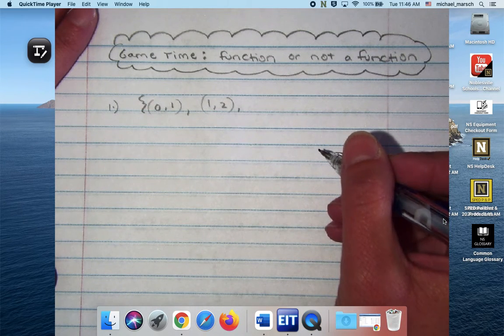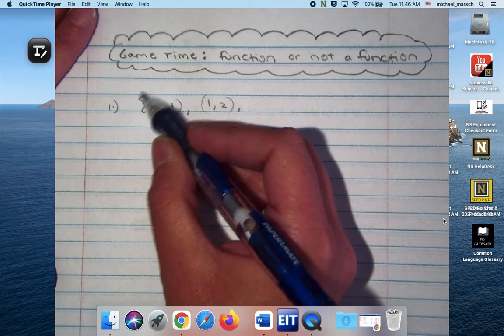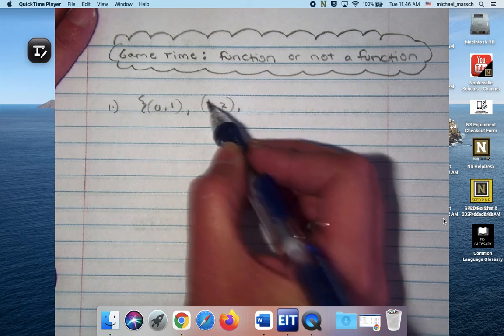This is an ordered pair. This is a relation. So we have fancy brackets, and then we have some ordered pairs here.